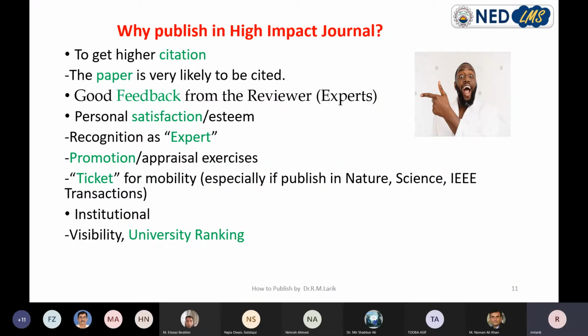And also as a ticket for mobility, because when you publish in ISI journals, impact factor journals, it's a ticket for mobility. You may move around in conferences, sometimes as a keynote speaker, sometimes as a delegate, sometimes in different roles. And visibility, and obviously the ranking of the university where you work. Actually, when you publish, your university ranking gets enhanced.